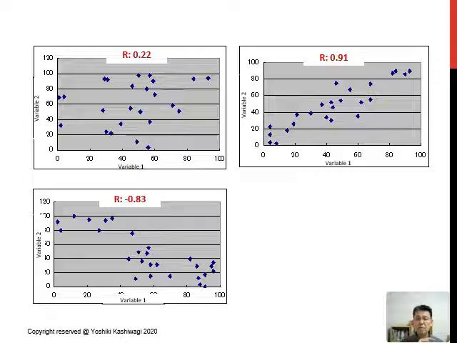And the last one is the opposite. If variable 1 increases, variable 2 decreases. That's the opposite direction. So if you take the coefficient in this case, it indicates minus 0.83. That is close to minus 1, which means these two variables or data sets have strong negative correlation. Now you understand what correlation means and how the correlation coefficient shows the result.